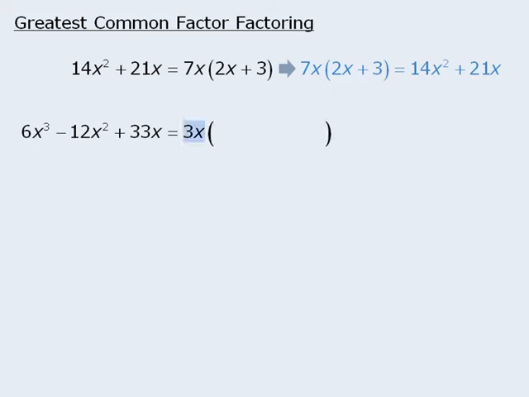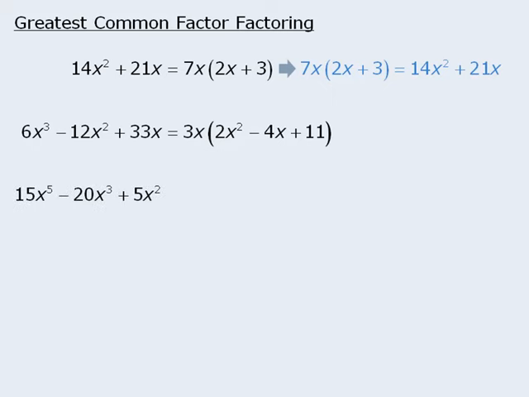At this point, we must determine the terms that need to be inside the parentheses. So the first term here must be 2x squared, since 3x times 2x squared is equal to 6x cubed. The next term must be negative 4x, since 3x times negative 4x is equal to negative 12x squared. And finally, the last term here must be positive 11, since 3x times positive 11 is equal to positive 33x. We have now successfully factored 6x cubed minus 12x squared plus 33x. And if we wanted to, we could verify this by expanding the right-hand side.